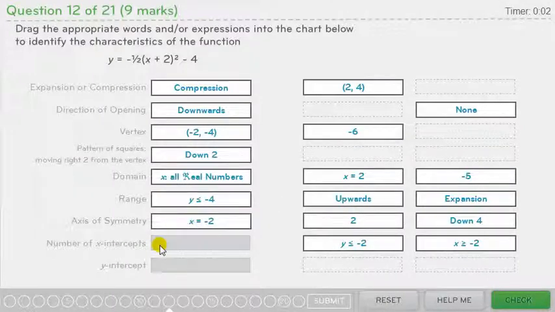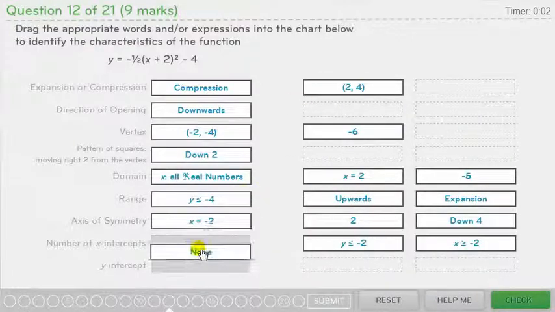Now this graph has no x-intercepts, and the reason for that is the vertex is at (-2, -4), so below the x-axis, and it opens downwards. So because of those two things, it will never cross the x-axis. So we're going to put in none.